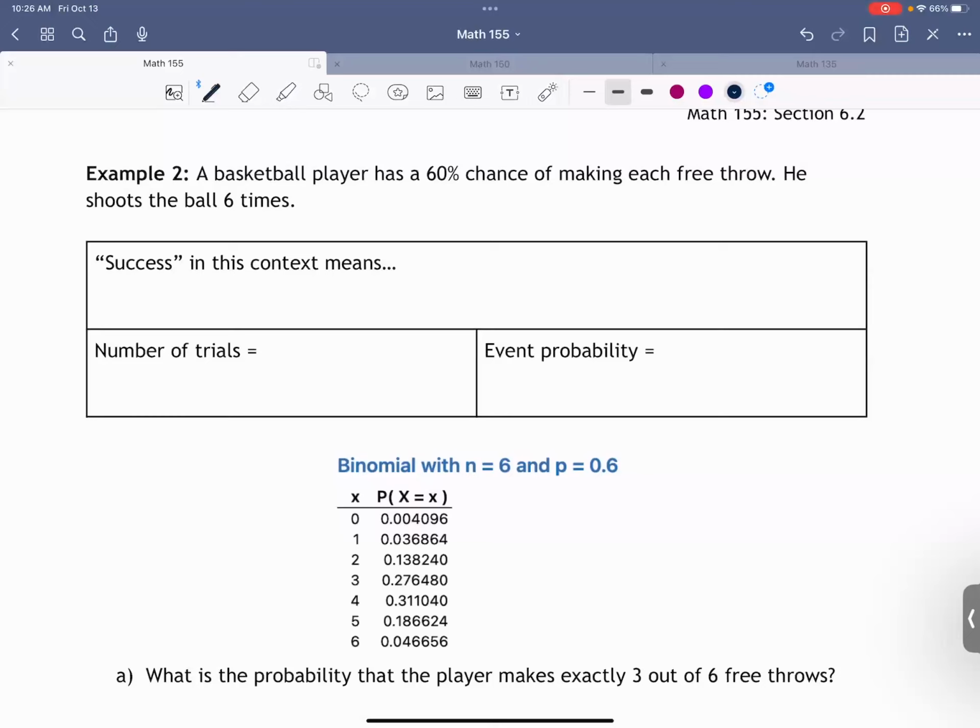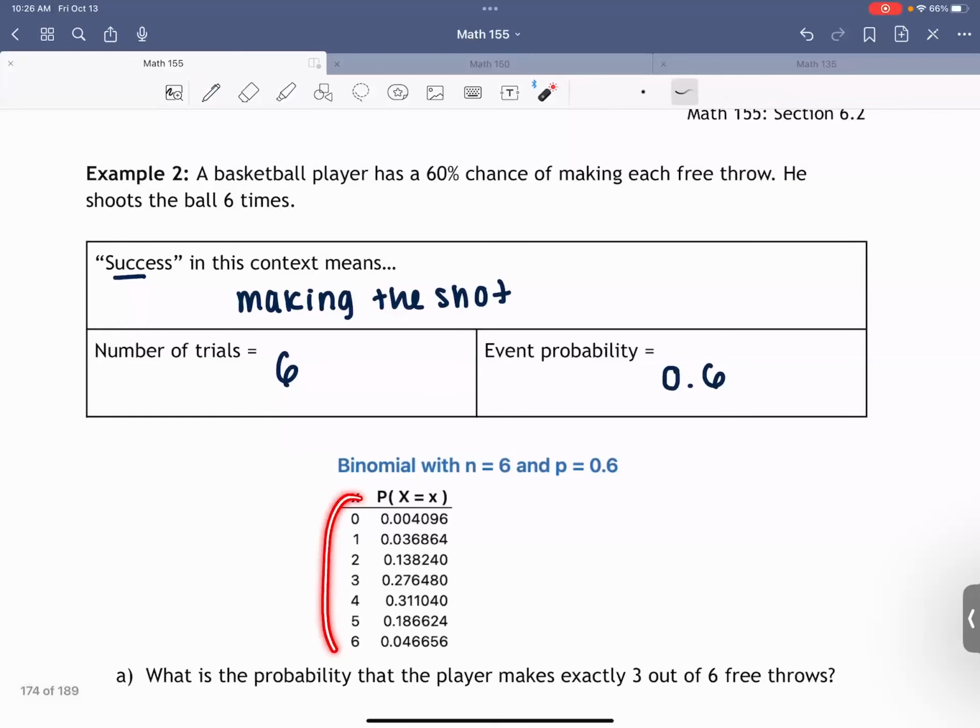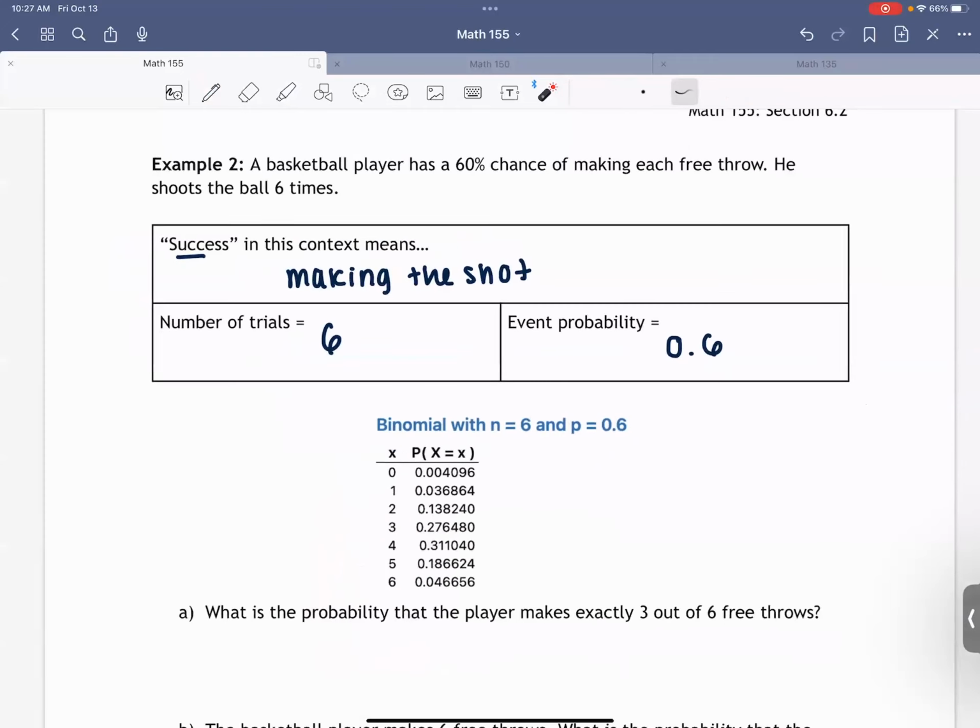Okay, what do you think success means here? Making the shot, making the free throw, right? How many trials do I have? 6. What's the event probability? 60% or 0.6, right? Now, does anyone want me to show you how to type this in Minitab, or do you think we're good? I think we're good, right? I mean, it's basically the same thing, except this time I'm writing 0 through 6 in that first column instead of 0 through 8. This is what Minitab spits out at you.